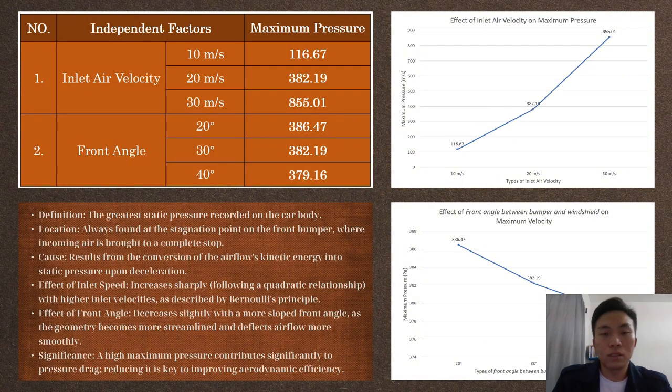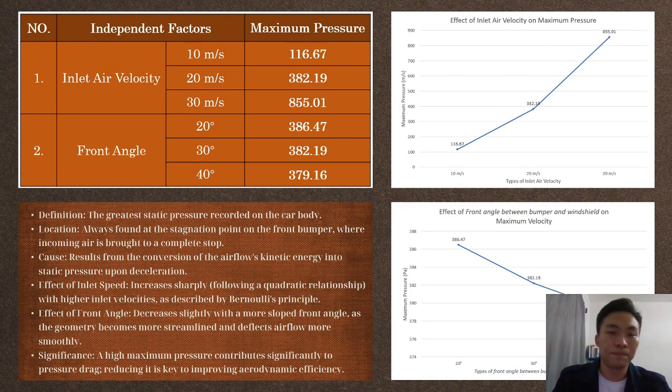The effect of the front angle on maximum pressure, while less dramatic, was beneficial. At a fixed inlet speed of 20 meters per second, the maximum pressure decreased gradually from 389.47 Pascal at 20 degrees angle to 382.19 Pascal at 30 degrees and down to 379.16 Pascal at 40 degrees. This slight but steady reduction demonstrates that a more streamlined front end geometry helps mitigate frontal pressure loads, contributing to overall drag reduction.